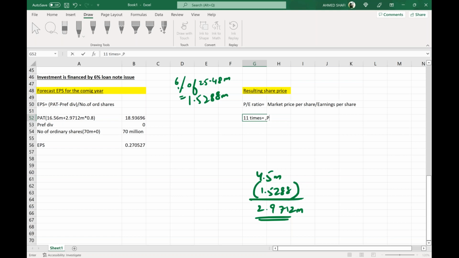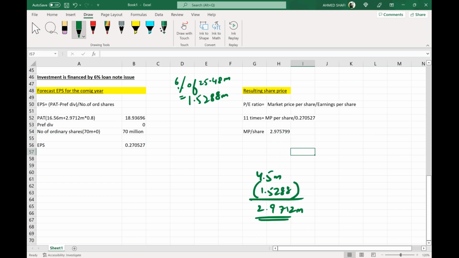You need market price per share. And EPS is 0.2705. You will simply get market price per share as 11 into 2.975. Okay, please copy it.